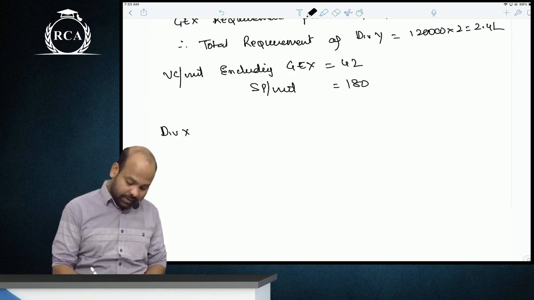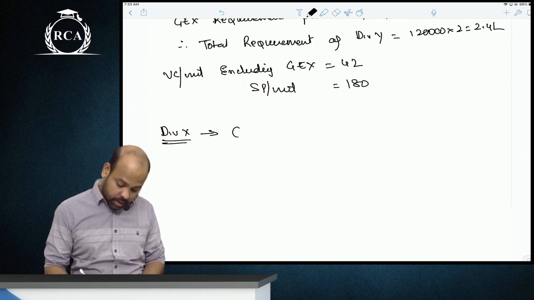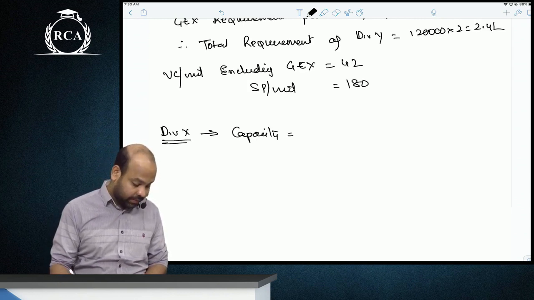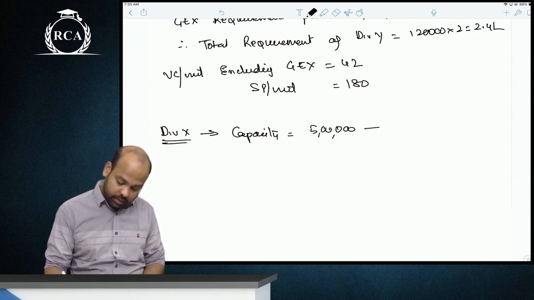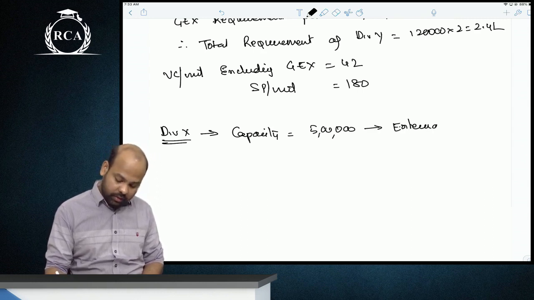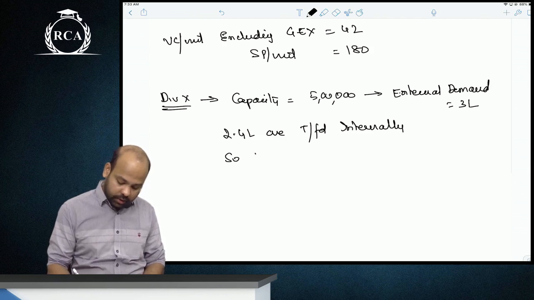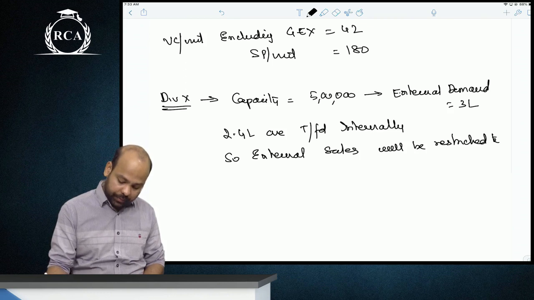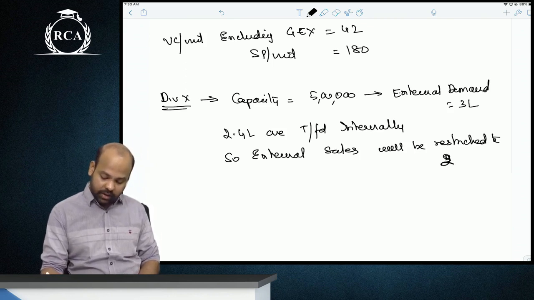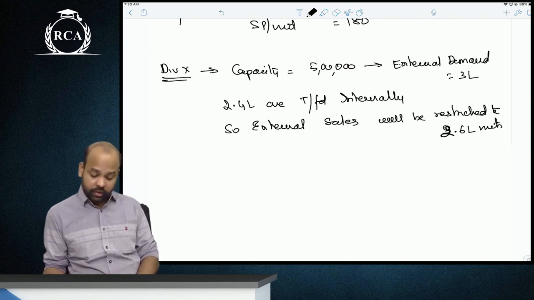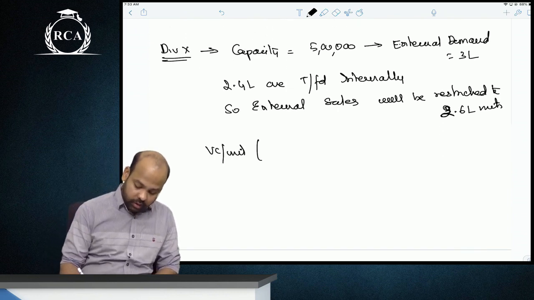Now if you talk about division X, I'm just writing the given details. The capacity is 5 lakh units. External demand is only 3 lakh units. But let us not forget, 2,40,000 units are transferred internally. So external sales will be restricted to 2,60,000 units.